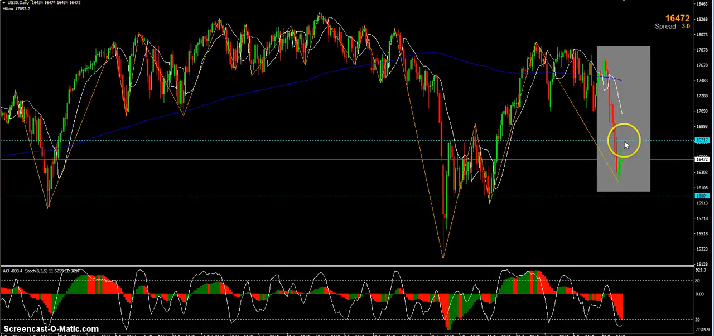But we must look here and say, well, there's a resistance area where it was previously support, now becomes resistance, so it could struggle to break through these levels before falling lower, or it could just punch straight through.